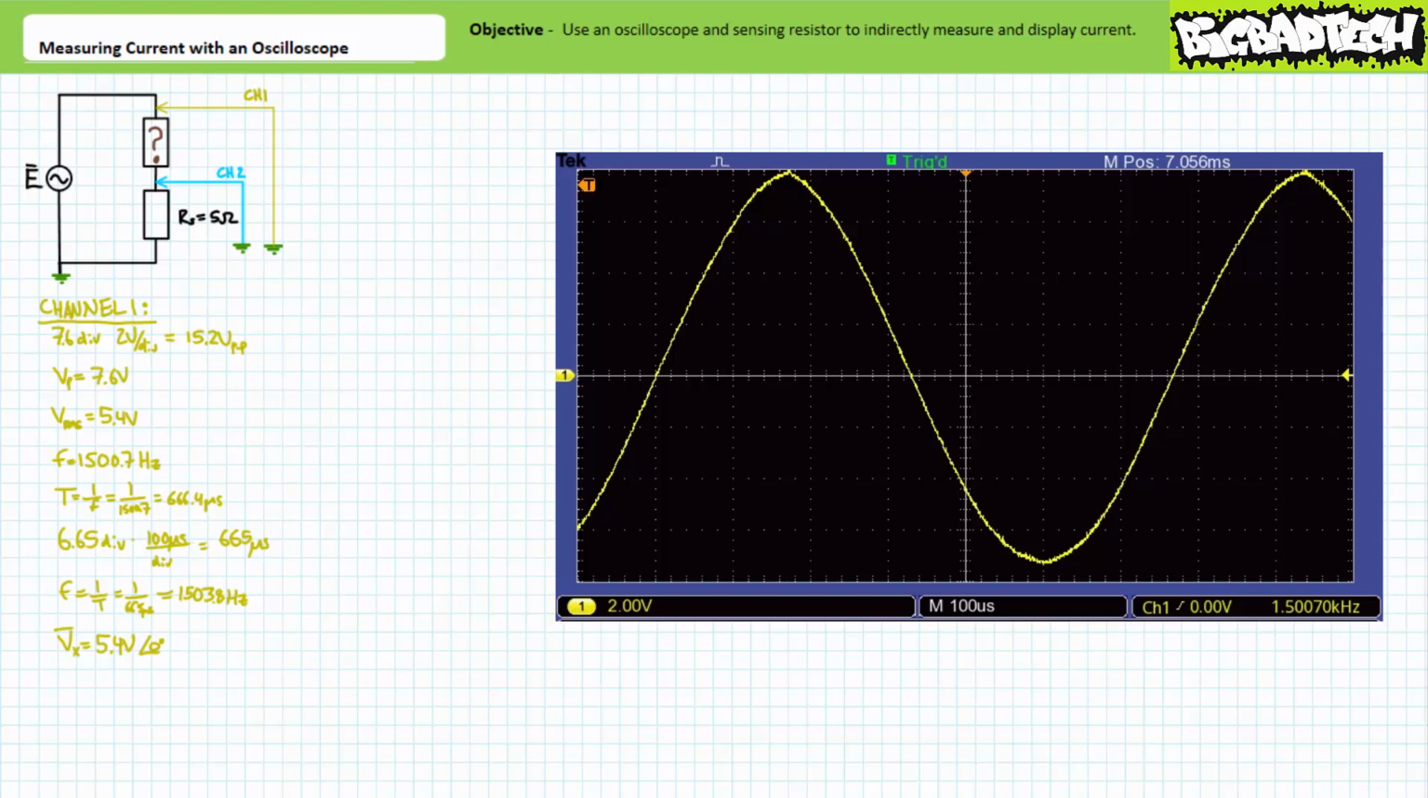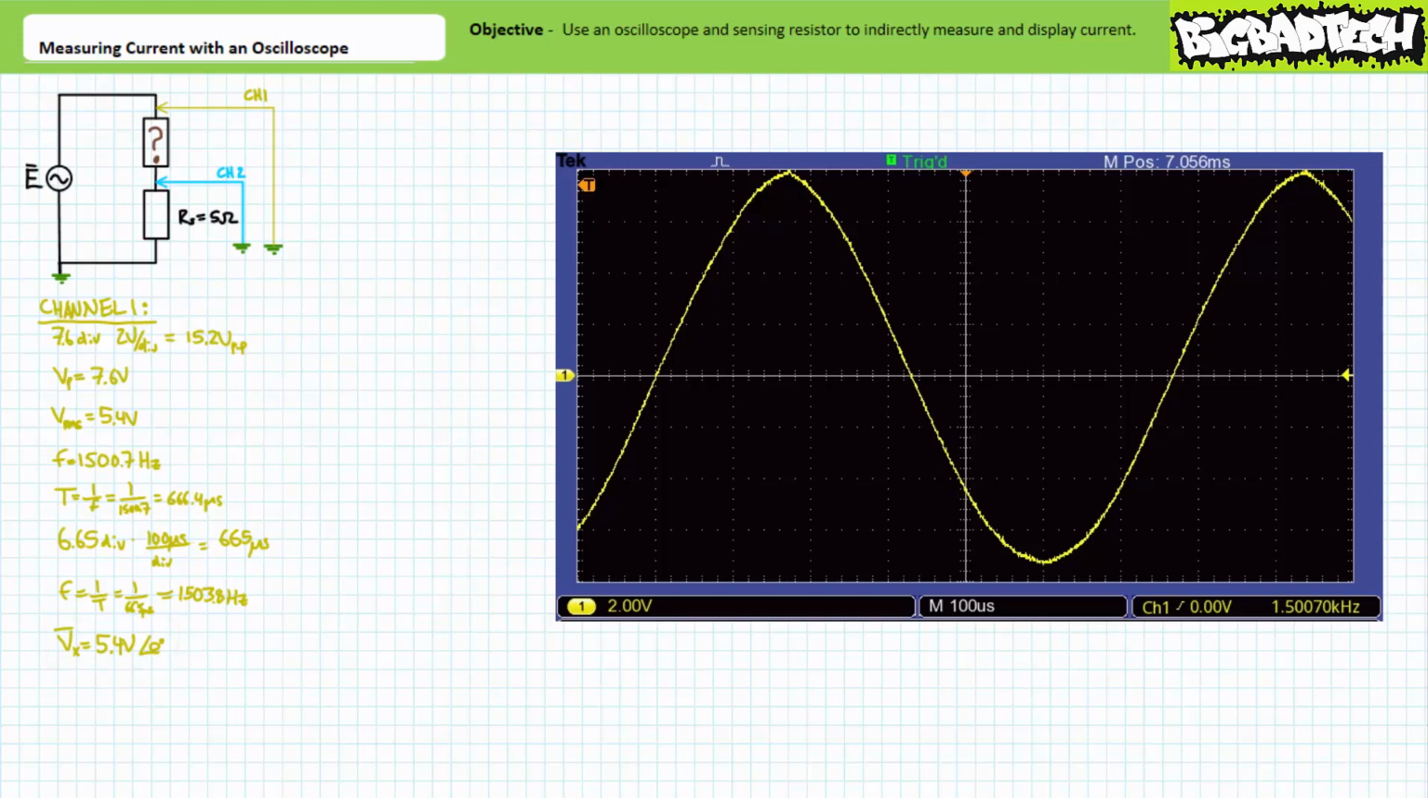Let's just go with the automatically displayed value of 1500.7 Hz. This corresponds to a period of 666.4 microseconds. Given the above information, if we were to represent the source voltage displayed on channel 1 as a phasor equivalent, it would be equal to 5.4 volts at an angle of 0 degrees, assuming this is our reference.